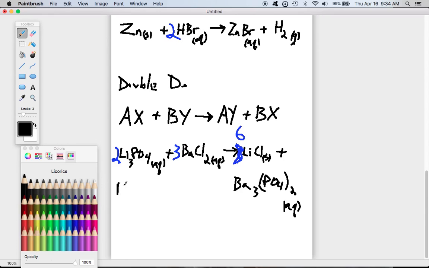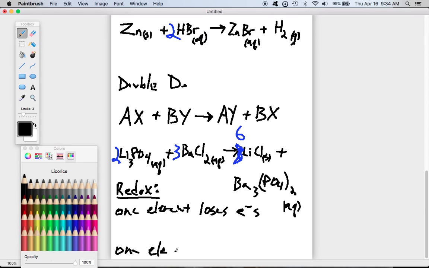The last thing I need to talk about, and this one's gonna take very long, is what's called a redox reaction. A redox reaction is when one element loses electrons, and then one element gains electrons. So in a redox reaction, there's an exchange of electrons. One element loses electrons and one element gains electrons.